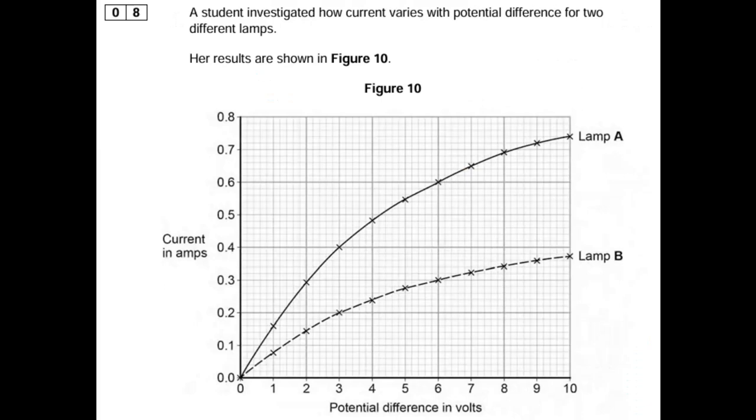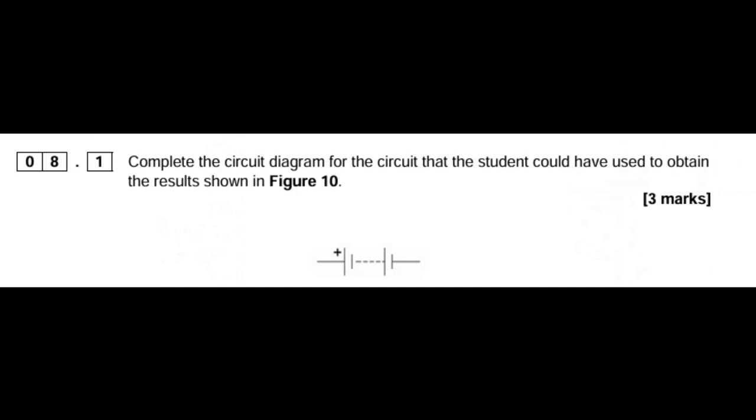Next up in question 8, it's about how current varies with potential difference for 2 different lamps, and as we can see, the results are shown in figure 10. And then for the first question in question 8, we're expected to complete the circuit diagram to show how the students could have obtained the results shown in figure 10.